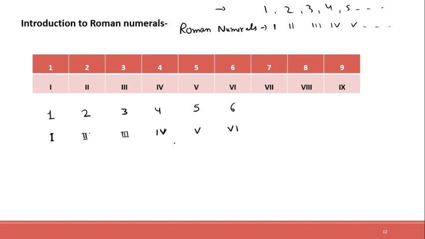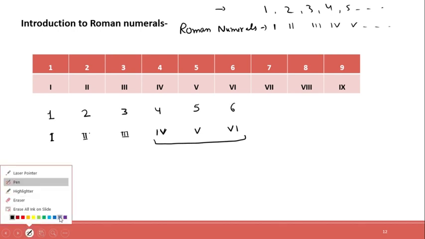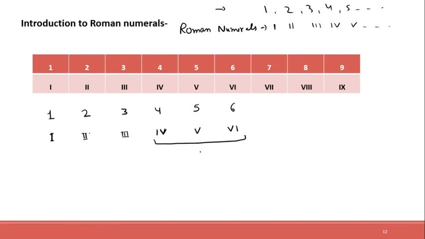Now I want you guys to notice one thing here. What can you notice here? Just tell me. Here, V is equal to 5, right? Here, V with a 1 on the left is equal to 4. That means 5 minus 1 is equal to 4. Here, V with a 1 on the right is equal to 5 plus 1, 6. Why so?